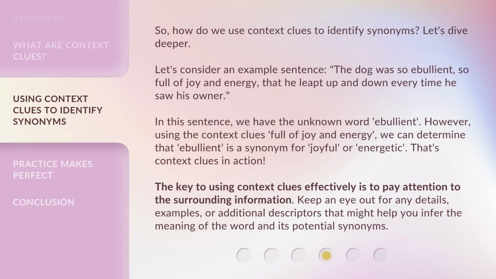So, how do we use context clues to identify synonyms? Let's dive deeper. Let's consider an example sentence. "The dog was so ebullient, so full of joy and energy, that he leapt up and down every time he saw his owner." In this sentence, we have the unknown word, ebullient. However, using the context clues, full of joy and energy, we can determine that ebullient is a synonym for joyful or energetic. That's context clues in action.